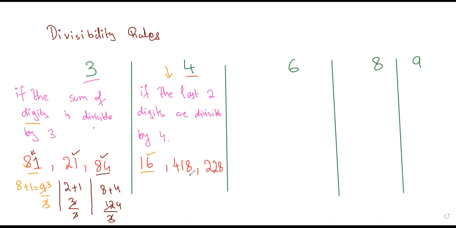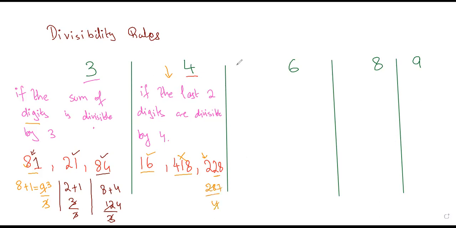Let's talk about 418. Sameen, can you please tell me if 418 would be divisible by 4 or not? No, it is not because the last two digits are not divisible by 4. Very well done. So this would not be. And what about this number, Mikal? 228? Yes, ma'am. It is divisible by 4 because 4 sevens are 28. Excellent. Very well done.